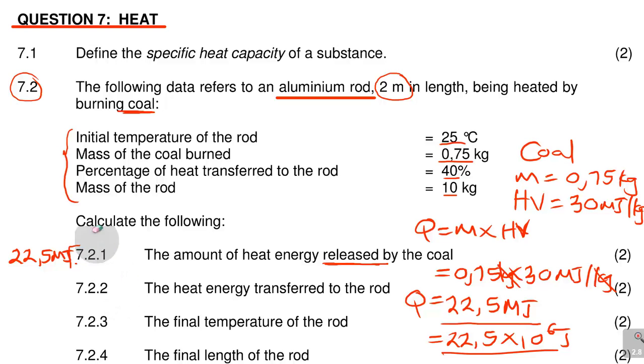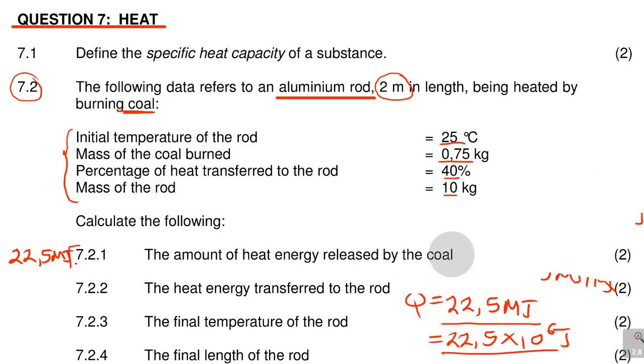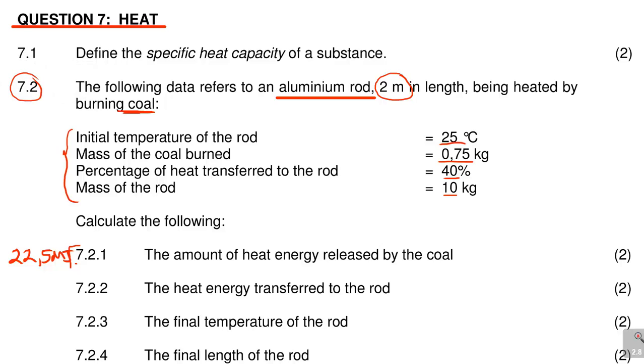So that is that part, guys. Let us look at the next one. If I can erase this part, we are then looking at the next question, 7.2.2, which says the heat value transferred. So we want to look at the heat energy that is transferred to the rod. Now, what do we know about the rod? The first thing that we are told about the rod is that the initial temperature of the rod is 25 degrees. And then the percentage heat transferred, that's the keyword there, percentage heat transferred to the rod is 40%. So here now they're saying, what is the heat transferred to the rod?